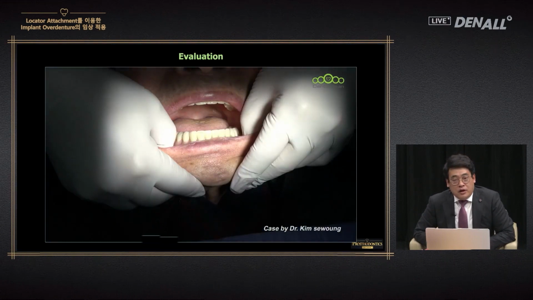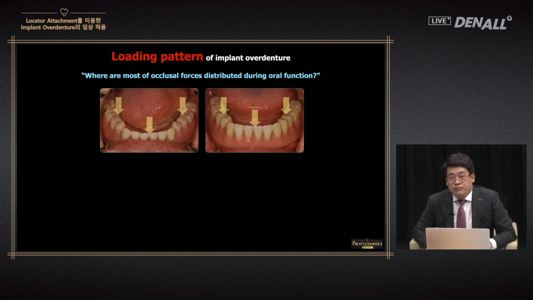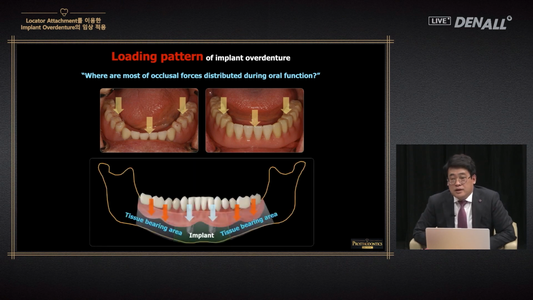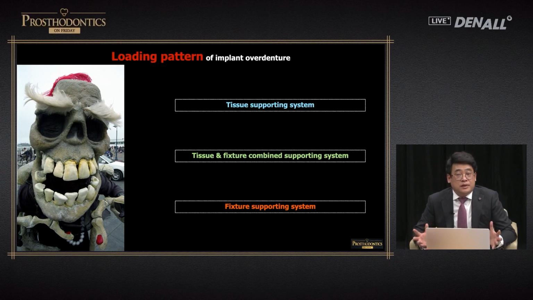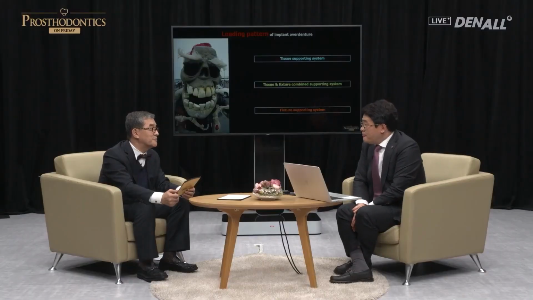If you look at the implant overdenture loading pattern, depending on how the bite force or occlusal force is distributed, it can be divided into three. The implant overdenture, which uses 2 implants, we call this tissue-supported system. When we place 4 implants, implants are placed in the anterior and posterior area, and tissue also takes up the force. So this is called a tissue fixture supported system. If you place a lot of implants, most of the force is delivered to the implant. So this is called a fixture supported system.